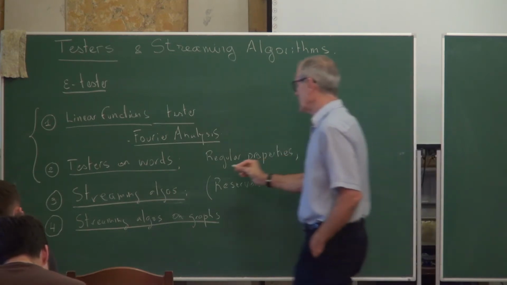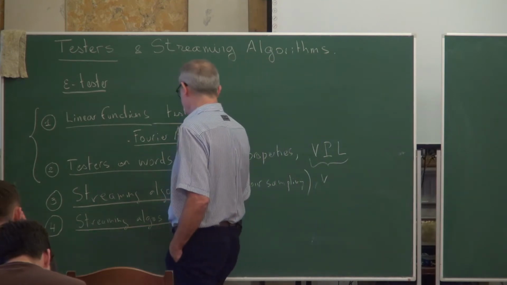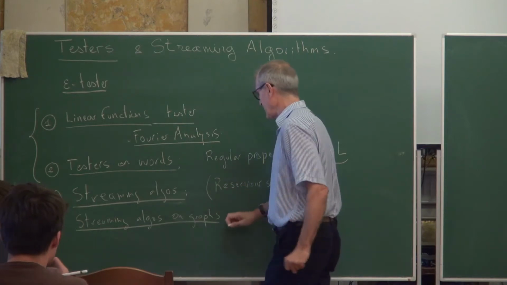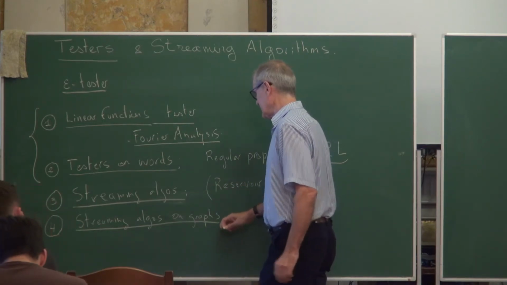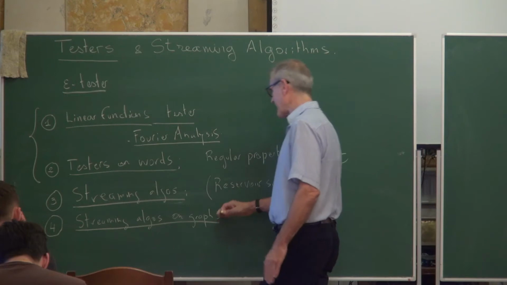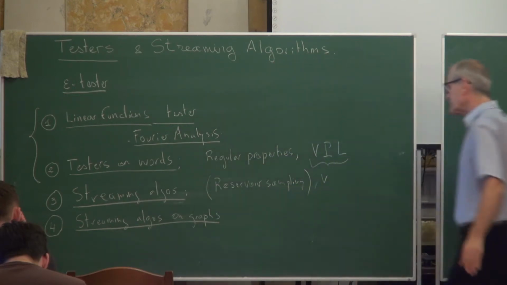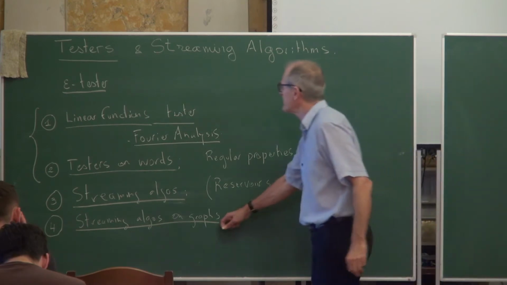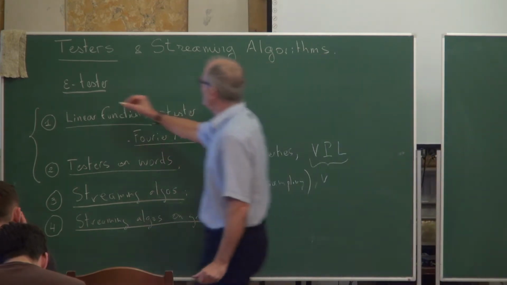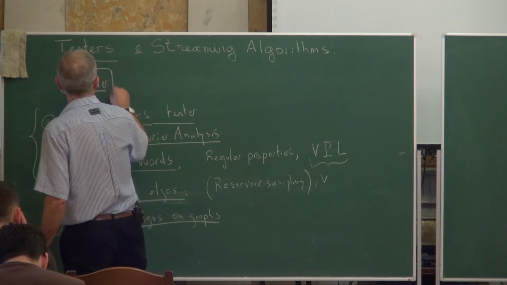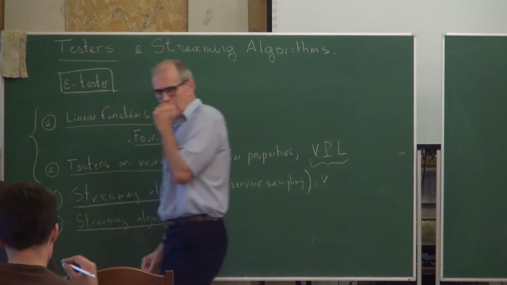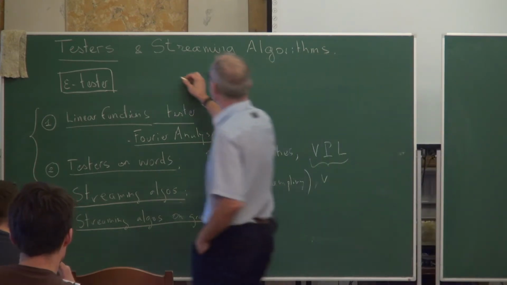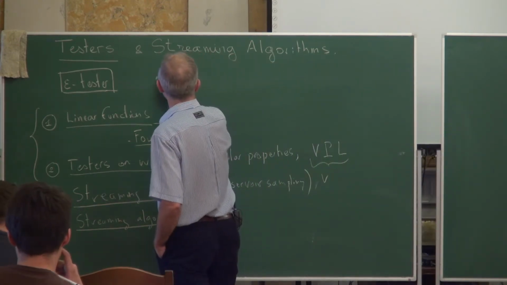Okay, now we'll have a pause at some point, at midpoint, and if you really want to hear about a streaming algorithm on graphs as opposed to words, just say so, and maybe we'll go there first. Okay, so what is the motivation for having an epsilon tester? So here, epsilon is a constant between 0 and 1.